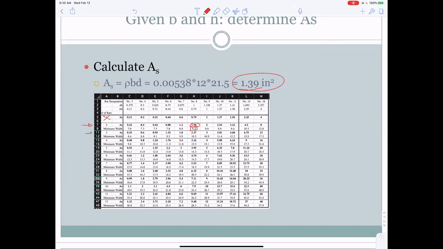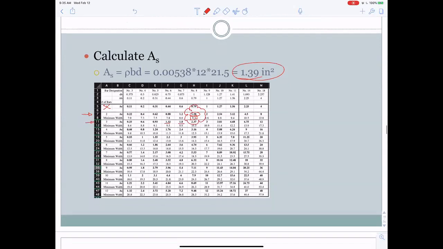So let's check 3 bars. Oh, 1.32 is too small. 3 number 7 is 1.8. That's more than 2 number 8s. I'm just going to stick with 2 number 8s. That's how I picked it out. Okay.